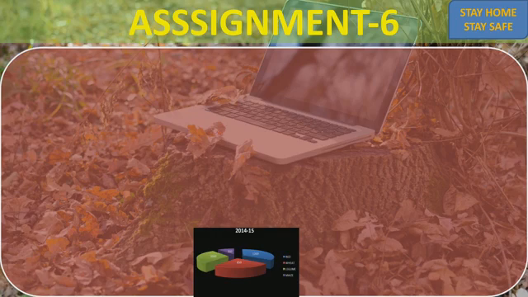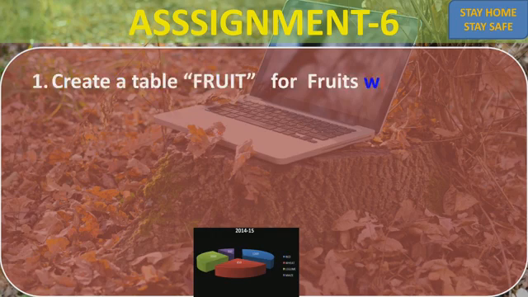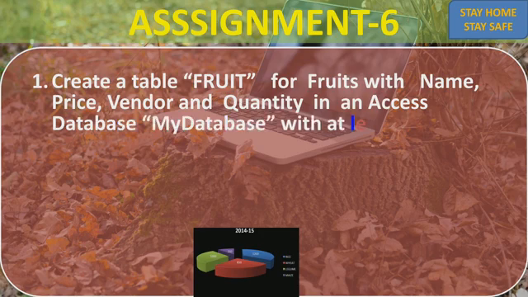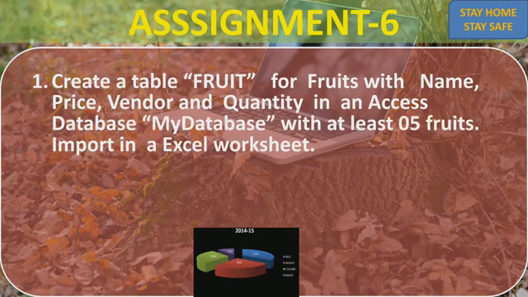For the understanding part we have chosen a very simple topic. Create a table Fruit for fruits with a name, price, vendor and quantity in an Access database, MyDatabase, with at least 5 fruits. Import it in an Excel worksheet. That means you have to create a database called MyDatabase, and within it create a table called Fruit, having the names of fruits, their individual prices, vendor and quantity. As soon as you complete designing the table or the database, you have to import that table into an Excel worksheet.